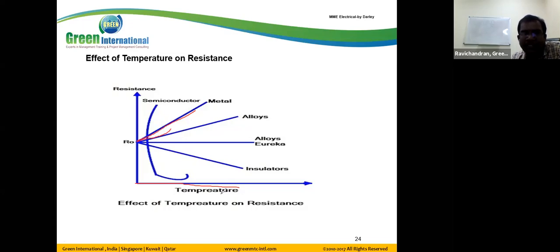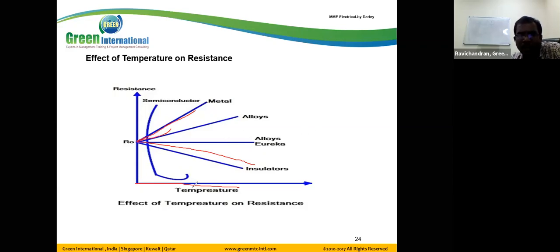If the temperature increases and the resistance increases, we call it a positive temperature coefficient. If the temperature increases and the resistance decreases, we call it a negative temperature coefficient. Especially in electrical conductors, where we are using metals, we use the positive temperature coefficient. Negative temperature coefficient is not used in conductors.